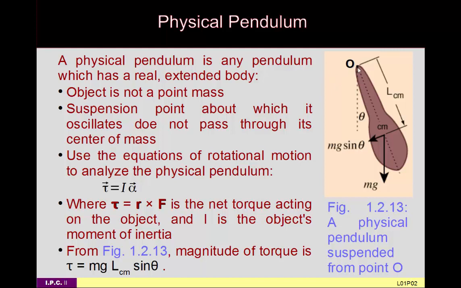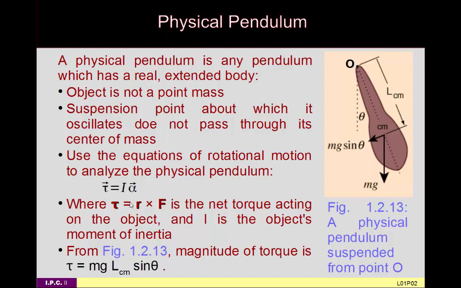So this could be, for example, a pin stuck right here. It could be a pin stuck at the end, etc. Usually it's not at the very end. And the one rule is that it can't be at the center of mass of the object. And in order to analyze the physical pendulum, we actually end up needing to use our rotational motion equations. Torque equals moment of inertia times alpha, rather than force equals mass times acceleration.